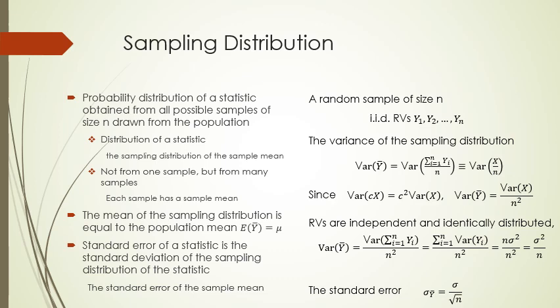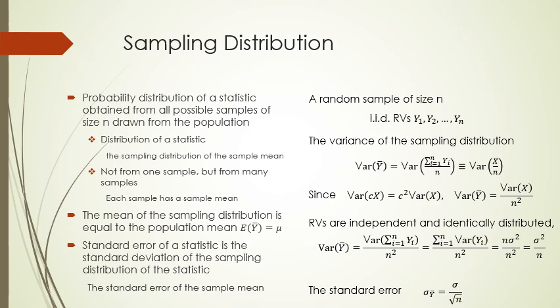The sampling distribution is a probability distribution of a statistic obtained from all possible samples from the population. It is a distribution of a statistic based on random samples. There are two keys in this concept. First, the sampling distribution is a distribution of a statistic. For example, the sampling distribution of the sample mean is the distribution of all sample means from all possible samples of size n.